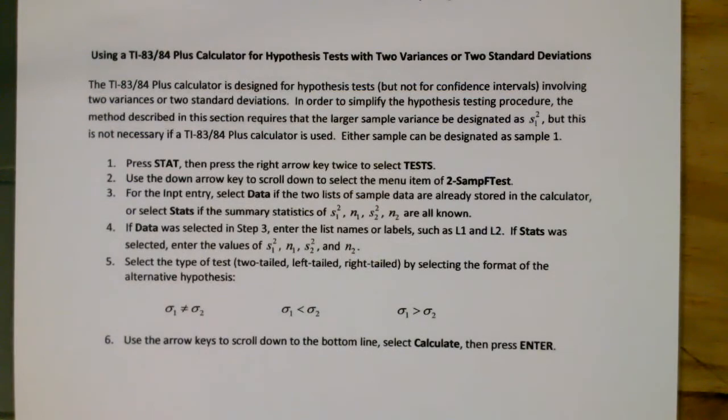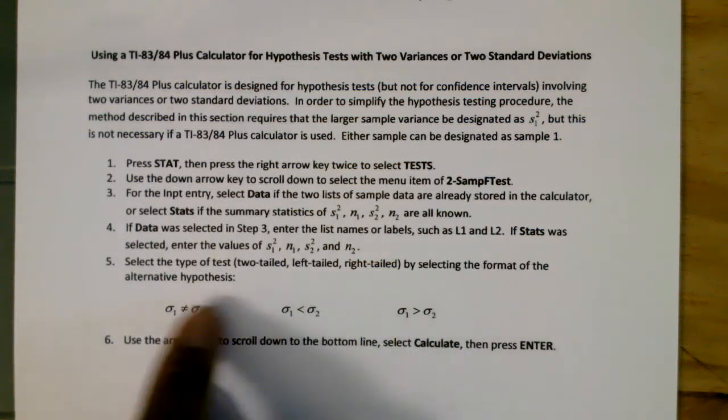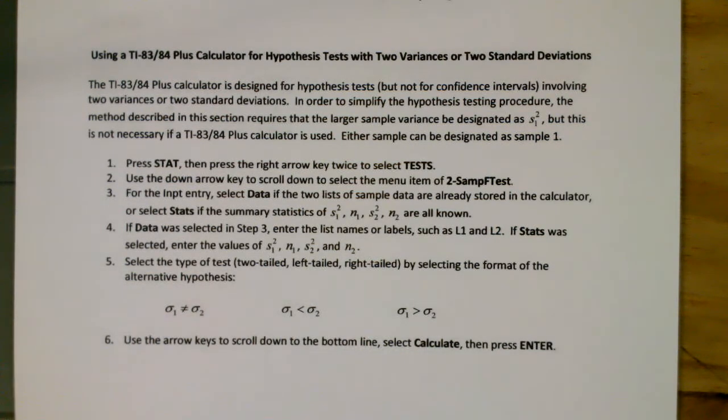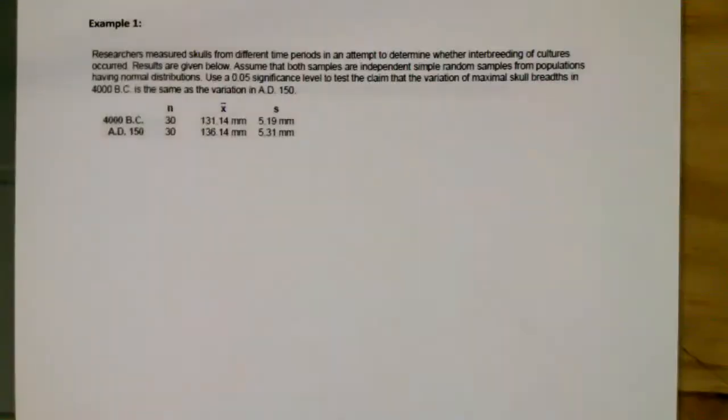Then you're going to select the type of test, in this case two-tailed, left-tailed, or right-tailed, by selecting the format of the alternative hypothesis. It's either going to be not equal to, or less than, or greater than. Just have to look at your alternative hypothesis. Then go all the way down to Calculate, select that, and then press enter. Okay, and you'll be given not only the F-test statistic, you'll also be given the p-value as well. So let's look at some examples of this.